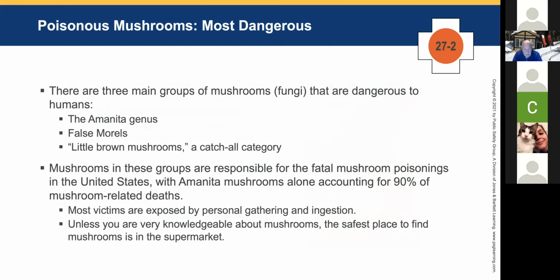Amanita mushrooms alone count for about 90%. Most of the people are exposed by personal gathering and ingestion. And I think the comment on mushrooms is, unless you really know what you're doing, the best spot to find mushrooms is in the supermarket.